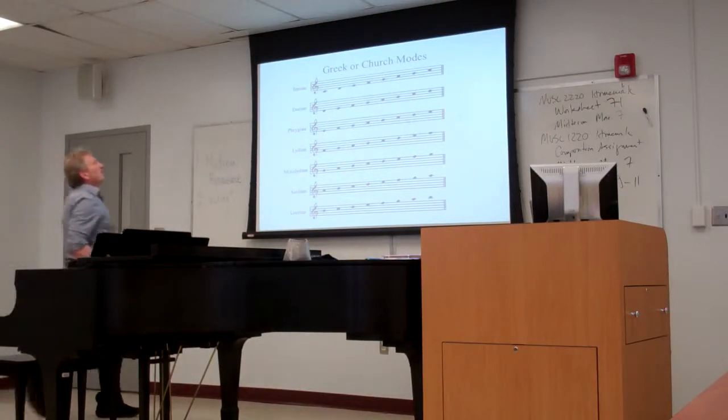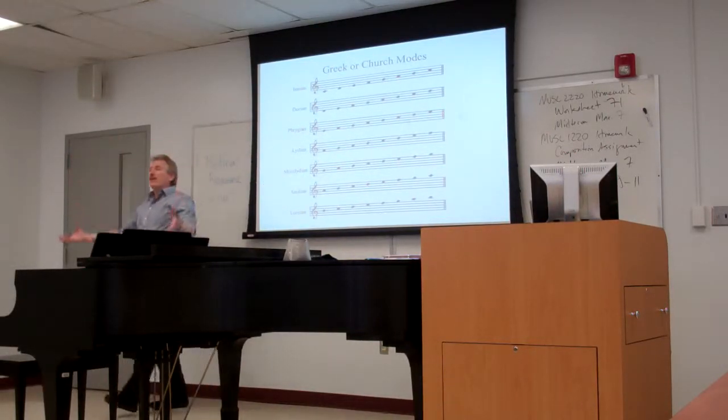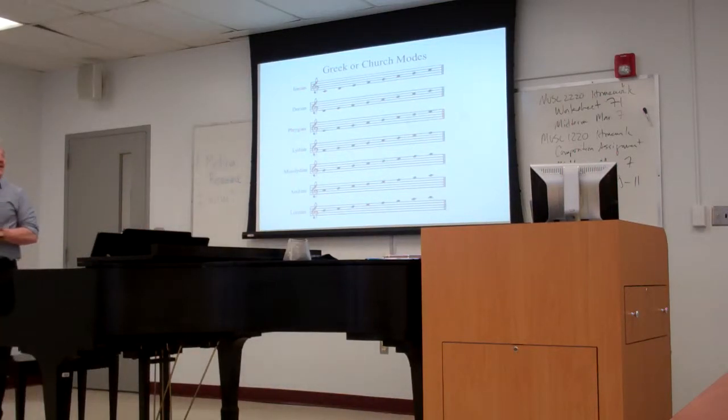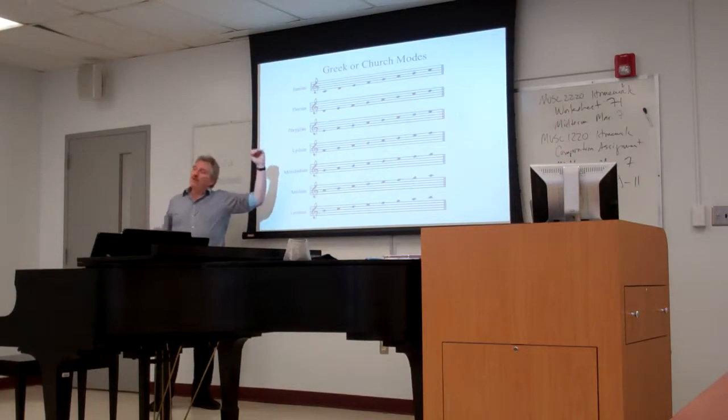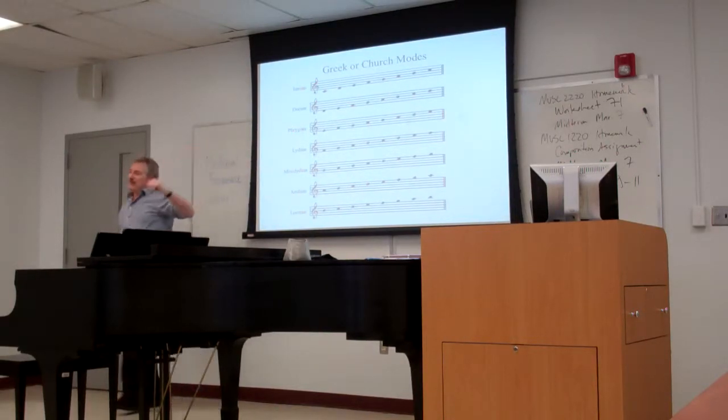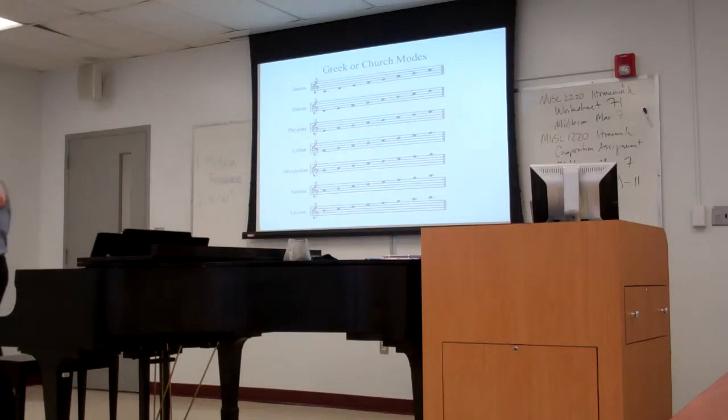Aeolia also. Dorian was the area around Athens. And Mixolydia was this area that was above, what we would think towards the Black Sea. So these are reflected regions. And they gave these various modes regional names.